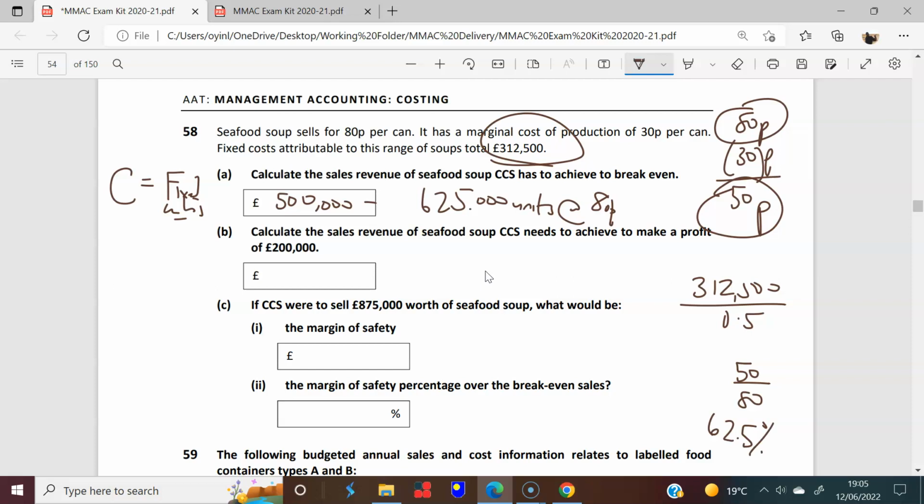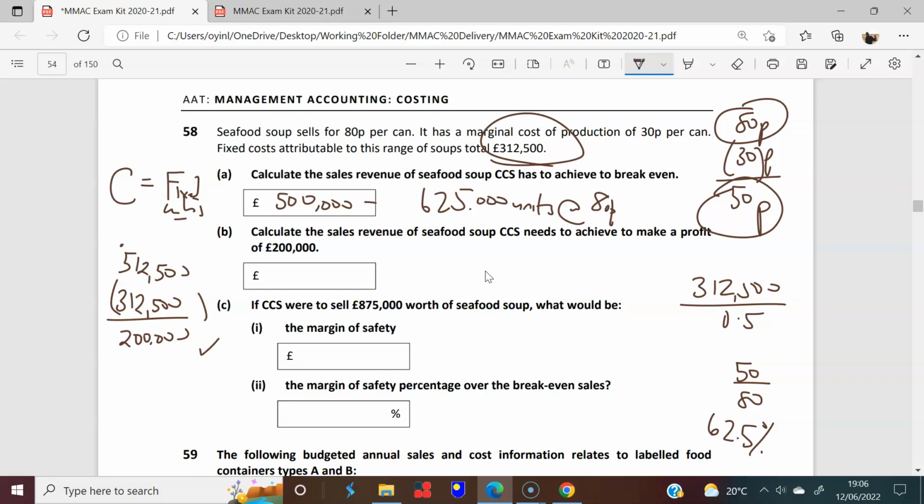Anyway, here we are. So we know that at break-even, contribution is equal to fixed costs. So if I want to make a profit of 200,000, and I know that my fixed cost is 312,500, it means my contribution must be, therefore, 512,500. It just must be, because there's no way you're going to make a profit of 200,000 otherwise. So this has to be your contribution.